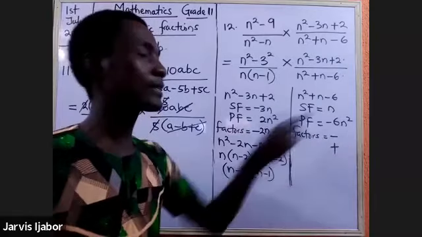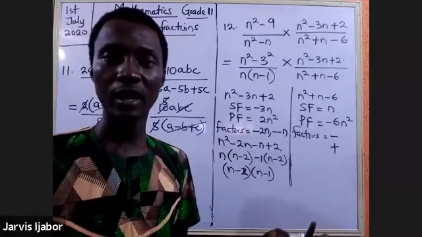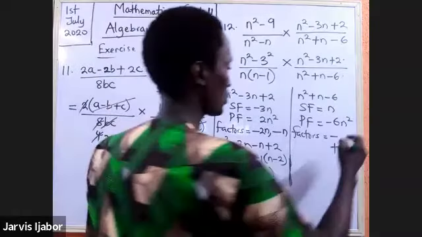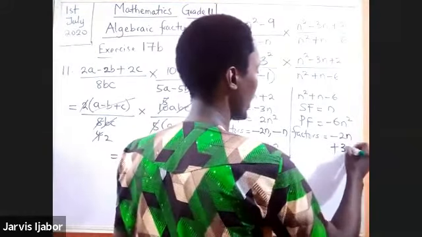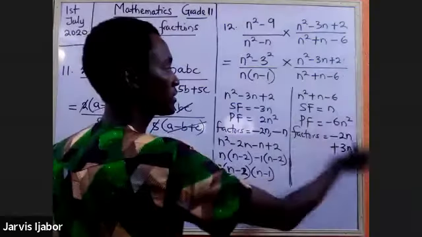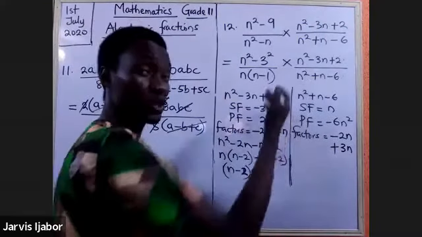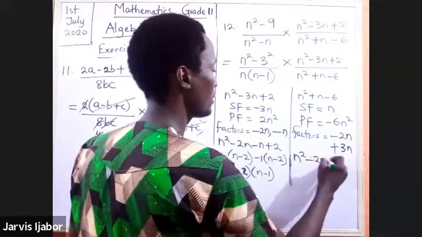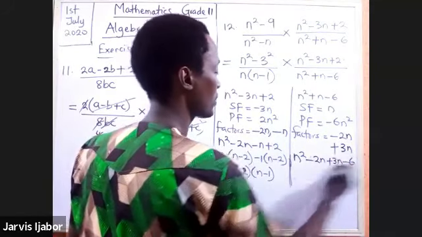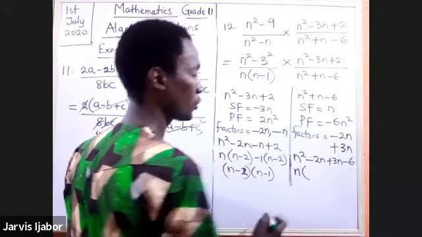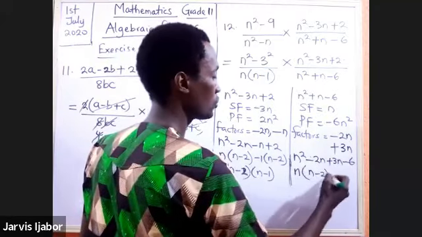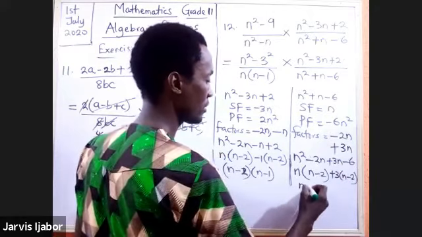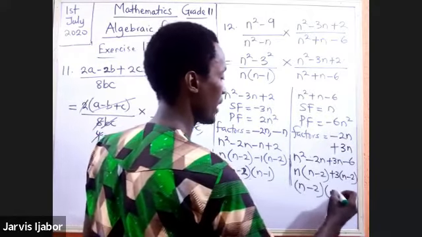So I look at 6. I need to break 6. 6 is what? 3 times 2. So I'll put 2n here and I'll put 3n here. I will substitute this in this expression. And that will be n squared minus 2n plus 3n minus 6. So that will be n into n minus 2 and plus 3 into n minus 2. What does that give you? N minus 2 into n plus 3.